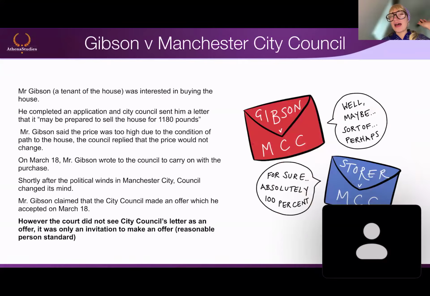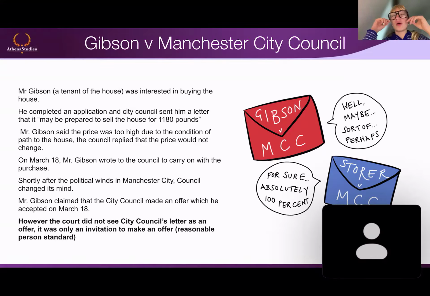So we have Gibson versus Manchester City Council. I think you're aware of this case, but I'm still going to go through it because I'm not sure if you covered it. Basically, there is this guy, Mr. Gibson, who is a tenant of the house and who really, really wants to buy the house. He does everything. He files the application, he sends the application, he fulfills everything, and the city council gets back to him and says, well, yeah, we might be prepared to sell the house for a specific amount of money.